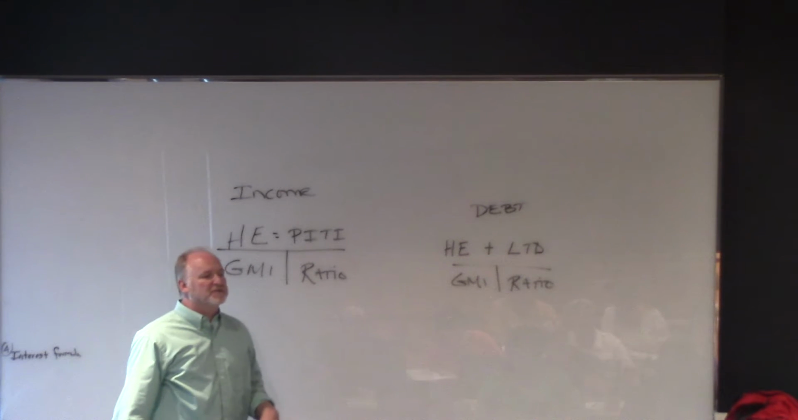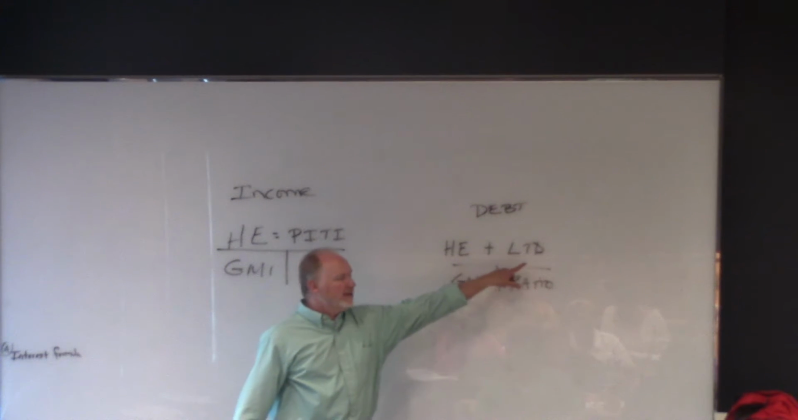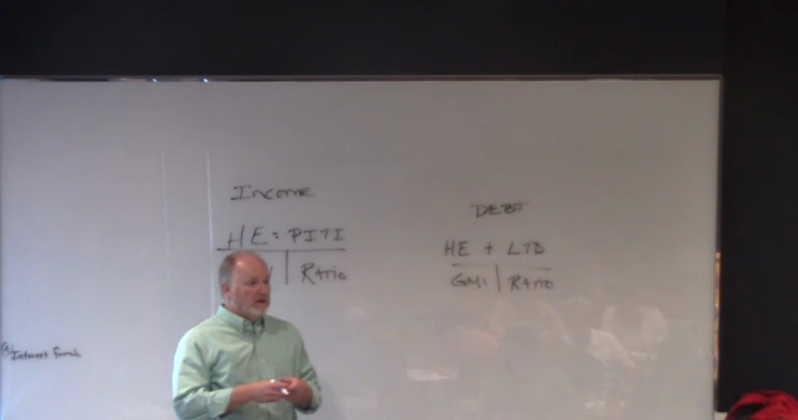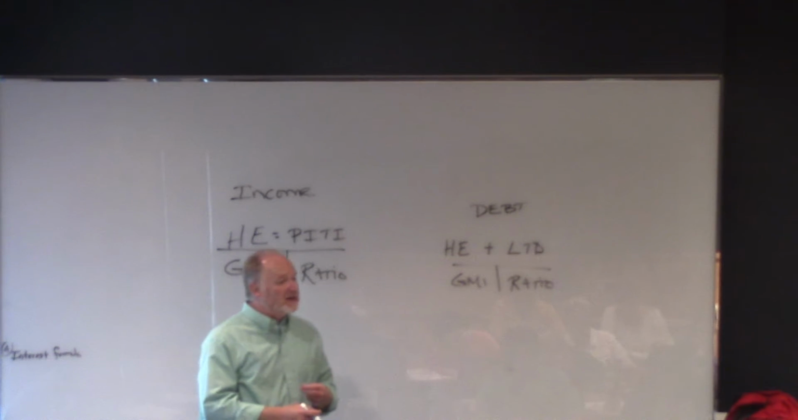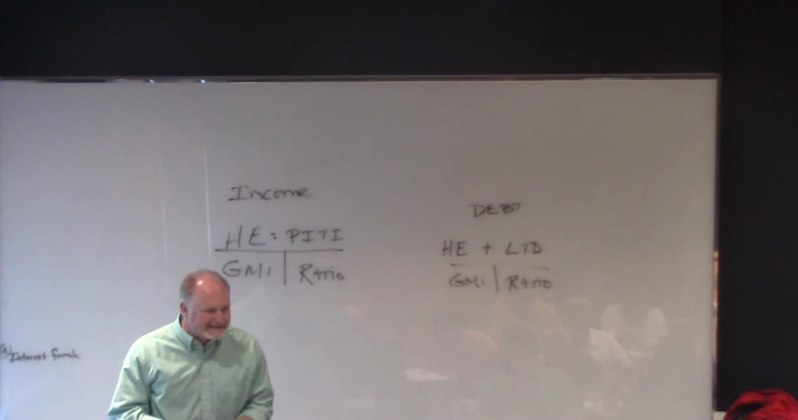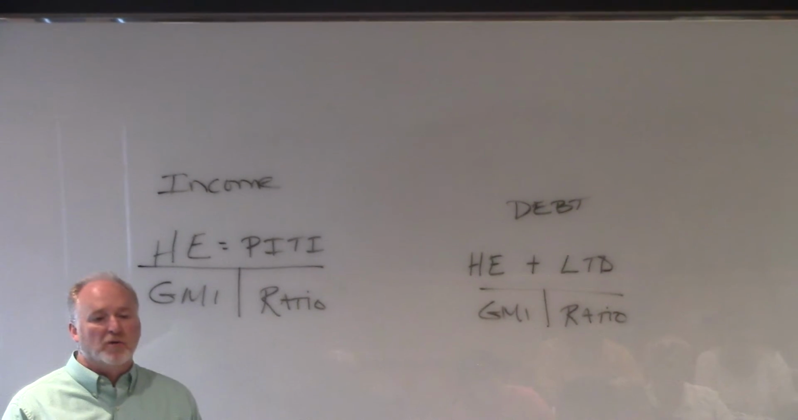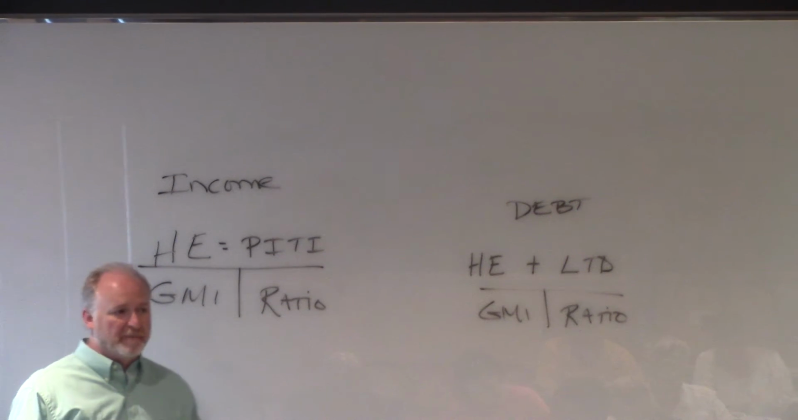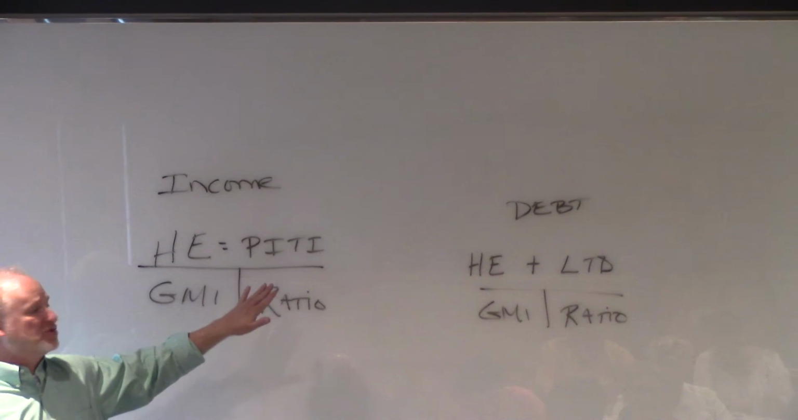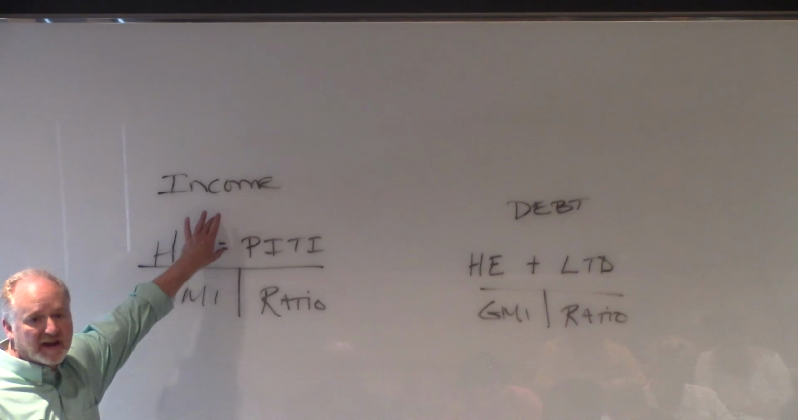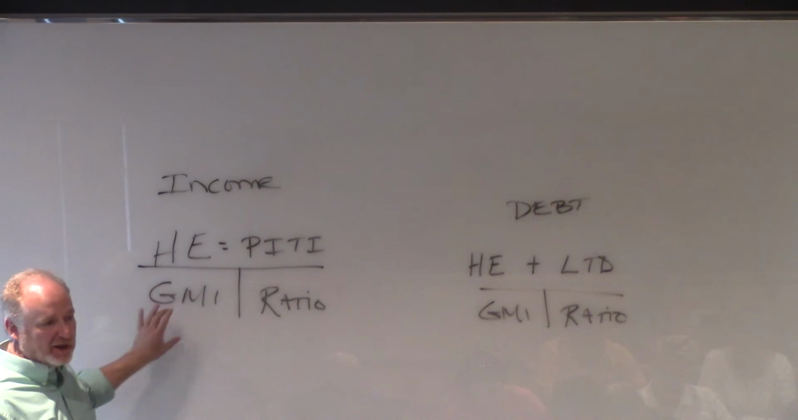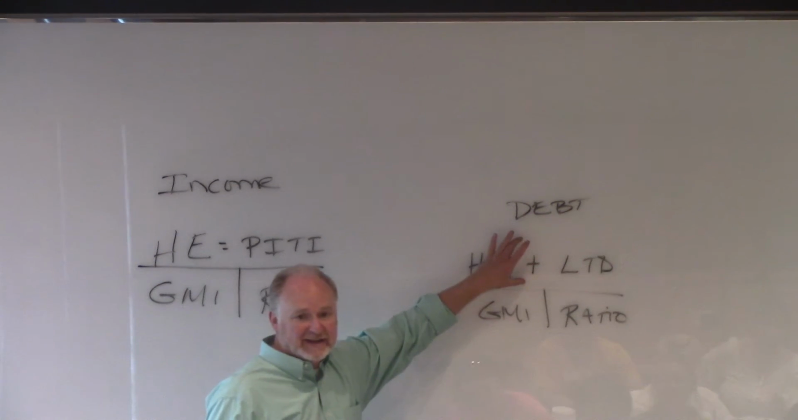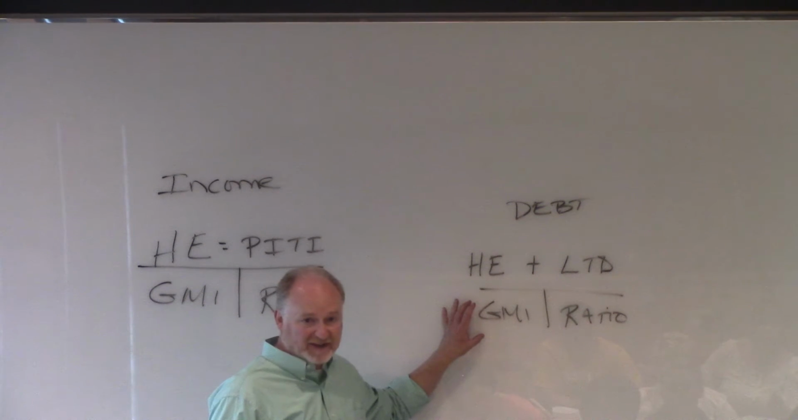And notice the only difference between these two. You see that LTD? That's what I refer to as long-term debt. For test questions, you may see it called long-term debt. You may see it called recurring debt. Or you may simply see it called debt other than housing. So see if this makes sense to you. Up here, all they're doing is looking at the relationship between what it takes to own the house, your housing expense, and your income. And on the back end, what the bank is looking at is your total debt in relationship to your income. Does that make sense?